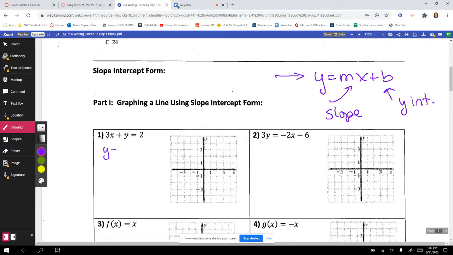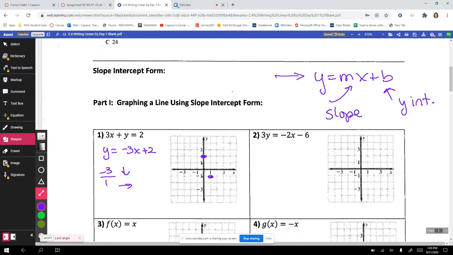So the first thing I have to do in number 1 is put that in slope-intercept form, get y by itself. So my y-intercept right there is 2. Now my slope is -3 over 1. So I'm going to go down and to the right. So I go down 1, 2, 3, to the right 1. I can draw my line. Get my line tool, draw my line, arrows on the ends.